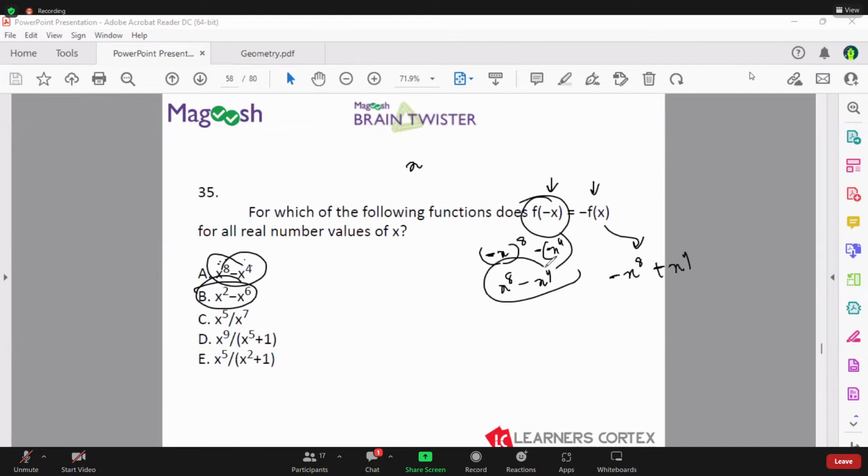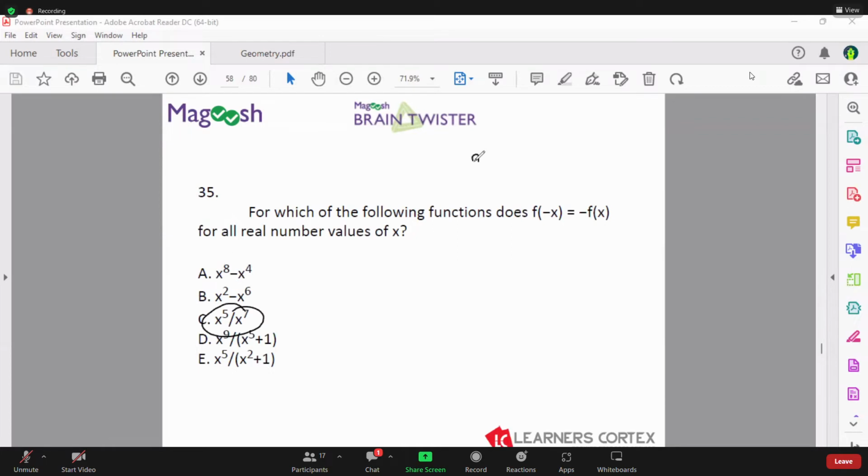So ultimately the sign would be in reverse for both of the results. When we come to x to the power 5 over x to the power 7, this can be written as 1 over x to the power 2. So ultimately again even power. So for here it will become 1 upon x square, and for here it will become minus 1 upon x square. So again this would not be the same. If you check for this, you can conclude for this as well and this as well, that these three options will not be valid.